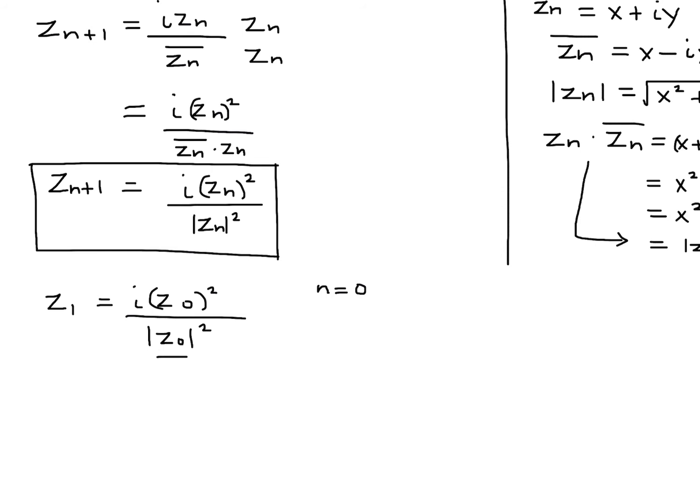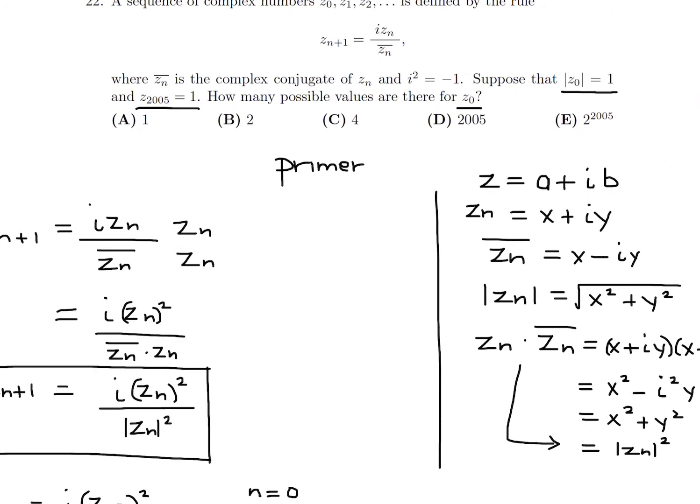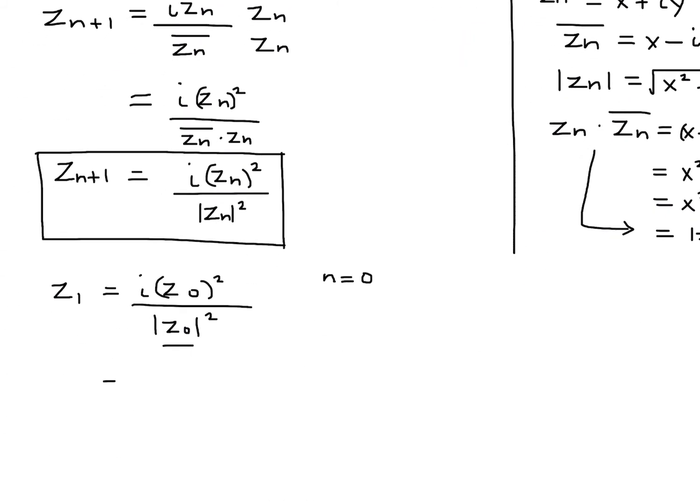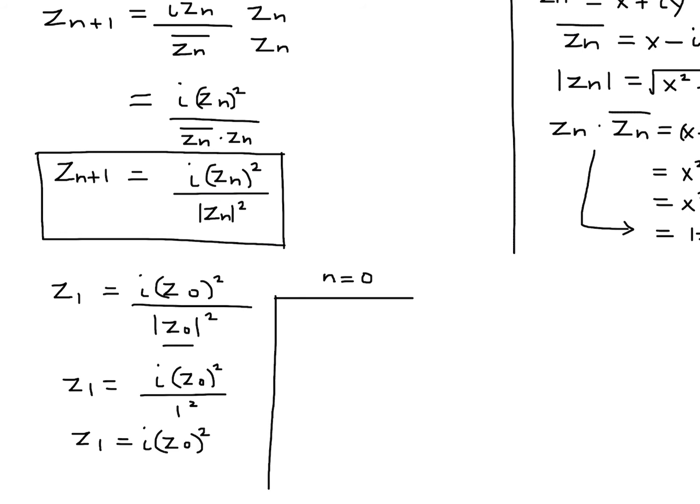Now z0 they give you in the question. The magnitude they tell you is 1. So we'll plug that in, and we get 1 for the denominator, 1 squared actually, right? Because this is equal to 1. Now the numerator, what do I have here? Is there anything I can do? Not really, right? It just basically becomes i z0 squared. That's about as far as I can go. So z1 just is i z0 squared. Okay? Now let's move forward.